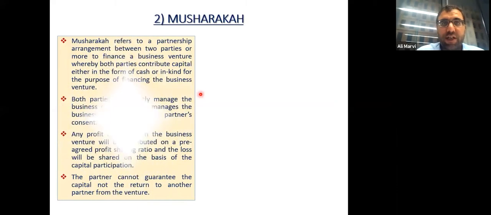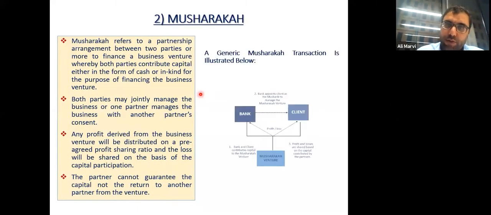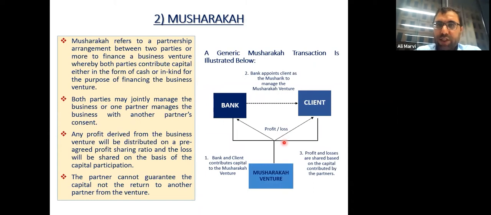But what about Musharaka? In the Musharaka, here we can see a generic Musharaka contract or transaction. We have here the Musharaka venture, bank, and client. The bank and client contribute capital to the Musharaka venture, and the bank appoints the client as the Musharik to manage the Musharaka venture.